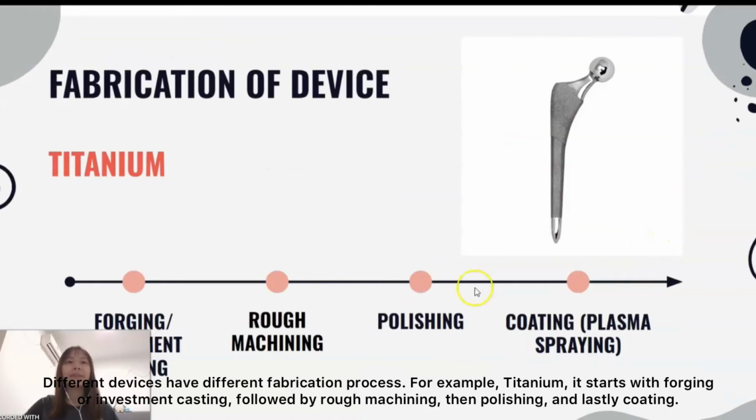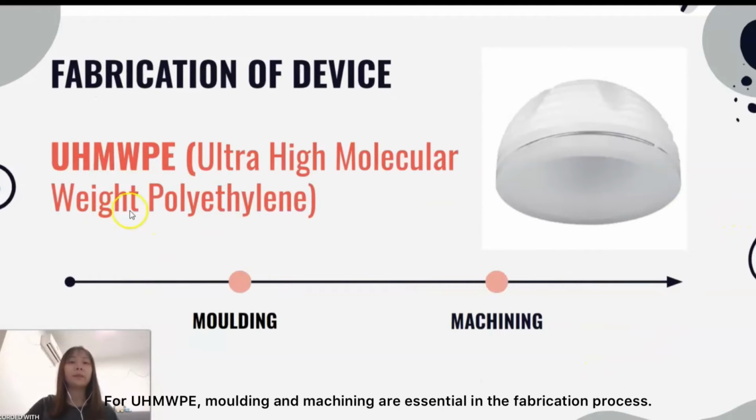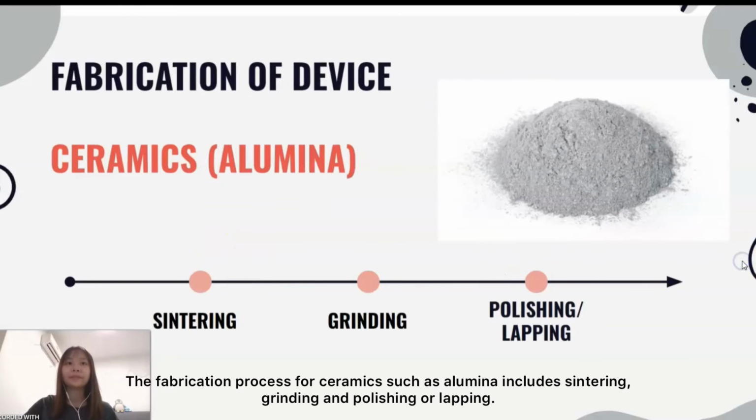Different devices have different processes of fabrication. For example, titanium starts with forging or investment casting, followed by rough machining, then polishing, and lastly coating, which is plasma spraying. For UHMWPE, which is ultra-high molecular weight polyethylene, molding and machining are essential for the fabrication process. The fabrication process for ceramics such as alumina includes sintering, grinding, and polishing or lapping.